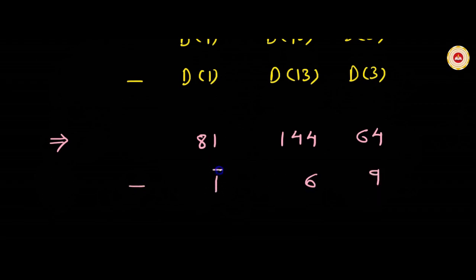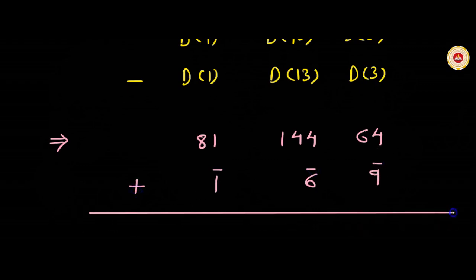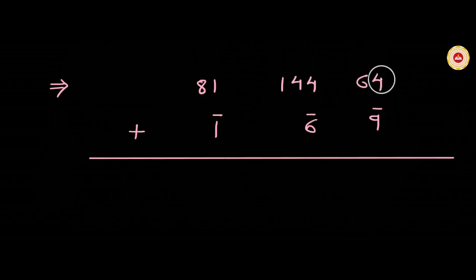So let us change the signs. Add. Yes. 64 minus 9, 55, and write the answer in the first part. 144 minus 6, 138. 81 minus 1, 80.